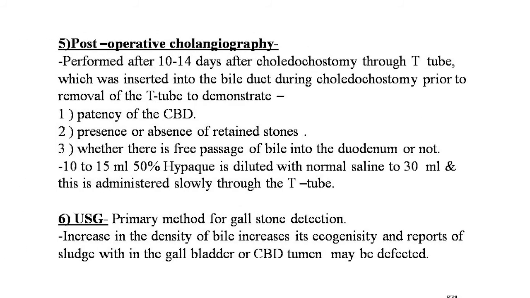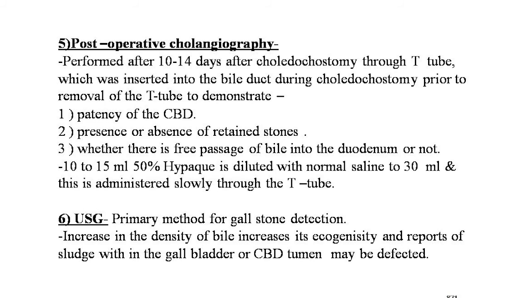Fifth investigation is the post-operative cholangiography. Performed after 10 to 14 days of the choledochostomy through the T-tube, which was inserted into the bile duct during the choledochostomy, prior to the removal of the T-tube, to demonstrate patency of the CBD, presence or absence of retained stone, and whether there is a free passage of bile into the duodenum or not.